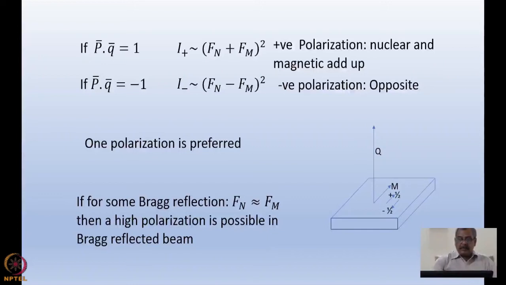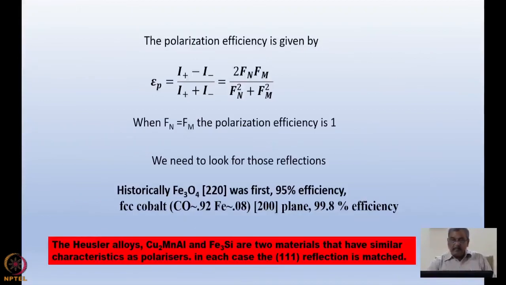So this is what I want to say, that high polarization is possible in the Bragg reflected beam, and the polarization efficiency is defined as I plus minus I minus over I plus plus I minus. Plus is the reflected intensity of the up neutrons, minus is the reflected intensity of the down neutrons, and this is given by 2 Fn Fm over Fn squared plus Fm squared. When Fn is equal to Fm, the polarization efficiency will be 1. Often it is not exactly the same, but they are close.